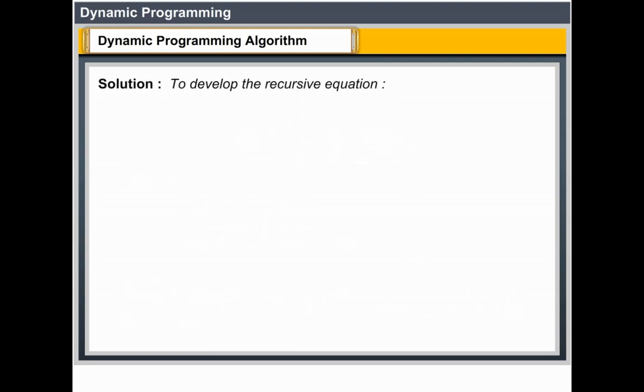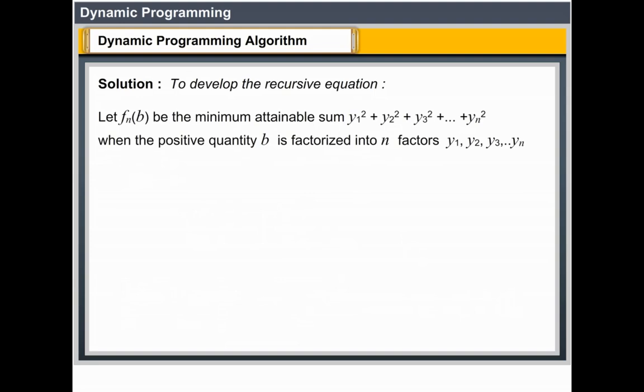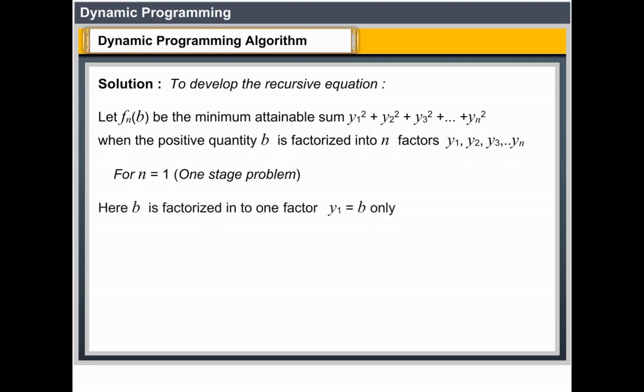Solution. To develop the recursive equation, let fn of b be the minimum attainable sum y1 square plus y2 square plus y3 square and so on, yn square, when the positive quantity b is factorized into n factors y1, y2, y3, and so on, yn. For n equal to 1, a one stage problem, here b is factorized into one factor, y1 equal to b only. This is called equation number 1.